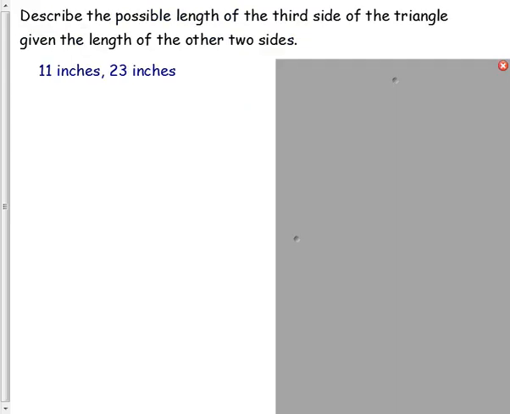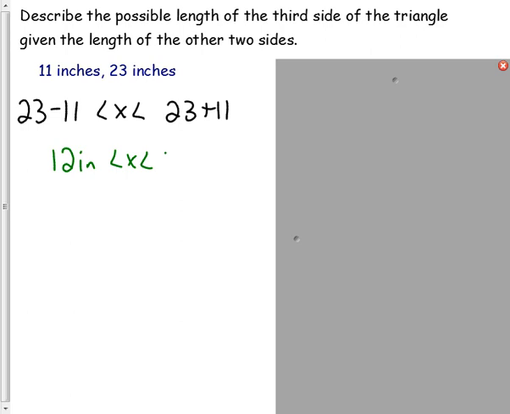Here are 2 more examples. Describe the possible length of the third side of the triangle given the length of the other 2 sides. Again, it's just a matter of going, I'm given 23 inches and 11 inches. So 23 minus 11 is less than x is less than 23 plus 11. So I get 12 inches is less than x is less than 34 inches. And that's my possible range of values.